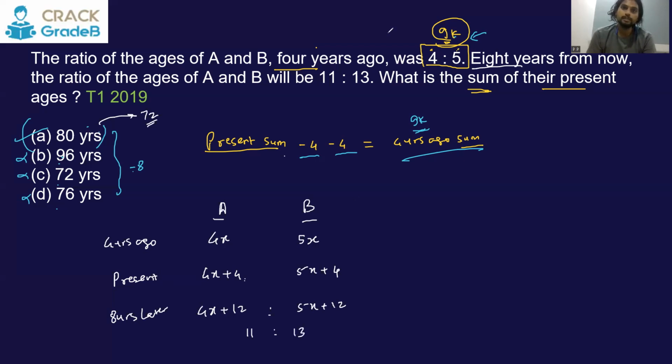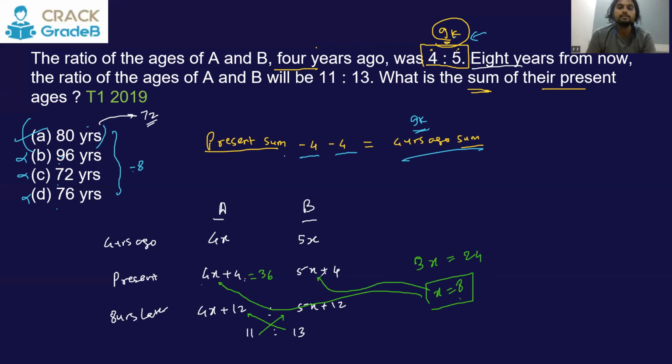So we can just do cross multiplication. It will be 52 minus 55, that is 3x is equal to 12 into 2, 24. X will be 8. Just solve this. Do the cross multiplication and solve for x. X will be 8. So if x is 8, presently he is going to be 32 plus 4, 36.